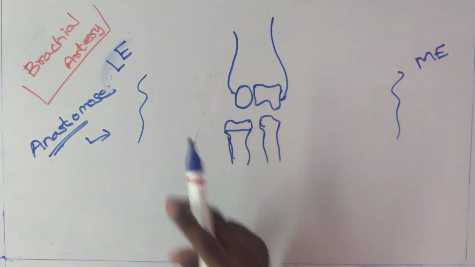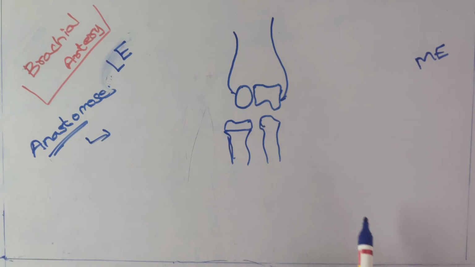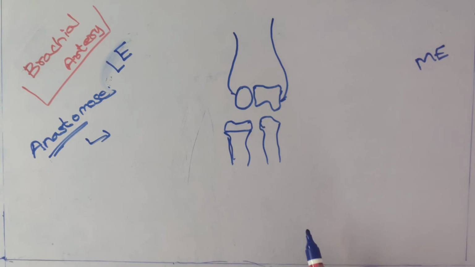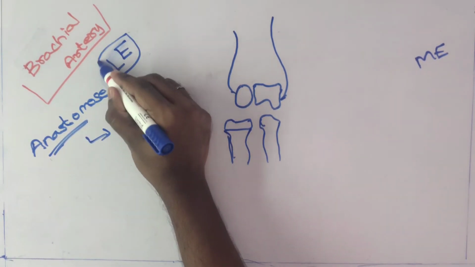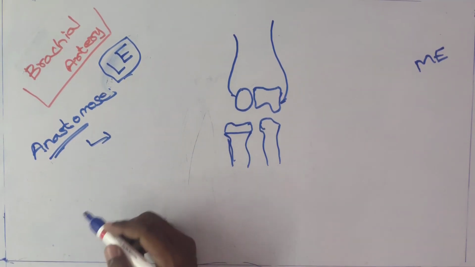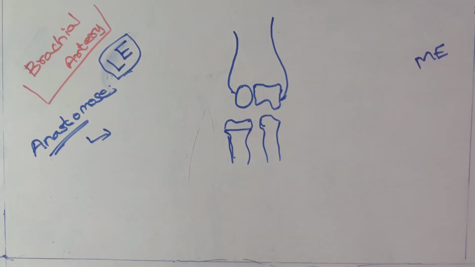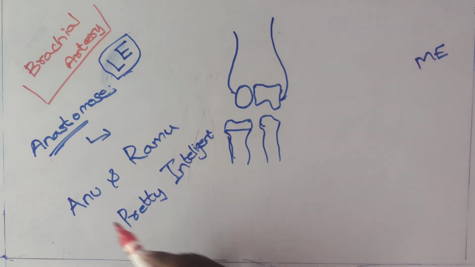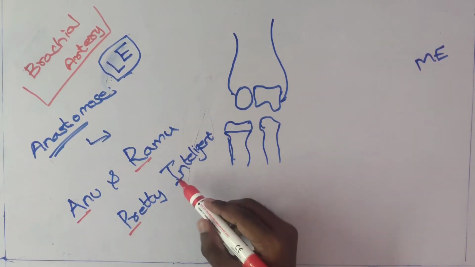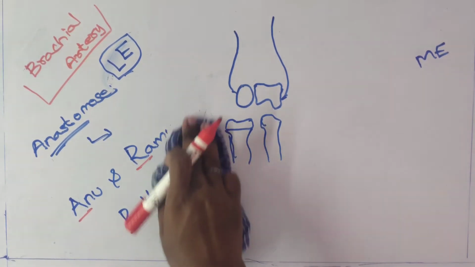So we are going to study the anastomosis between the lower end of the humerus and the radius. In this point, the lateral epicondyle, that means the lateral side, the anastomosis at the lateral side, the mnemonic of the branches is, I will write here: Anu and Ramu are pretty intelligent. This is the mnemonic of this lateral epicondyle.